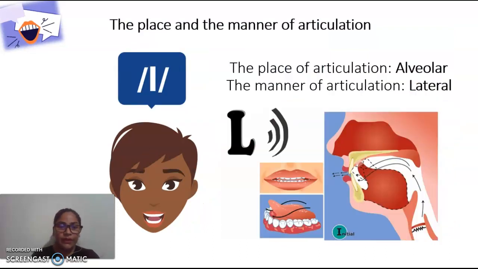To continue, I explain the place and the manner of articulation of a consonant sound L. The place of articulation is alveolar. The manner of articulation is lateral. The sound L, like you can see in this picture, is alveolar and lateral.